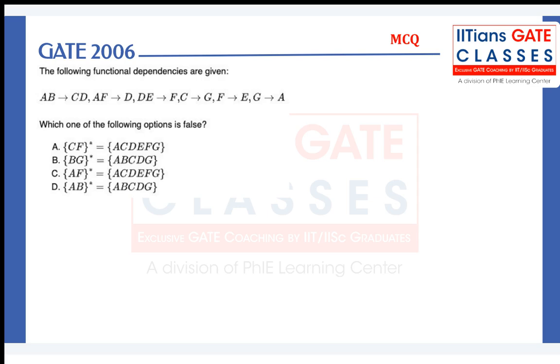Is option A correct? There is no. You are getting all the attributes. CF plus. Option B as well. Option B gives me BG. G gives me A. So ABG. AB gives me CD. I get A, B, C, D, G. I can't get E because I need F for that.